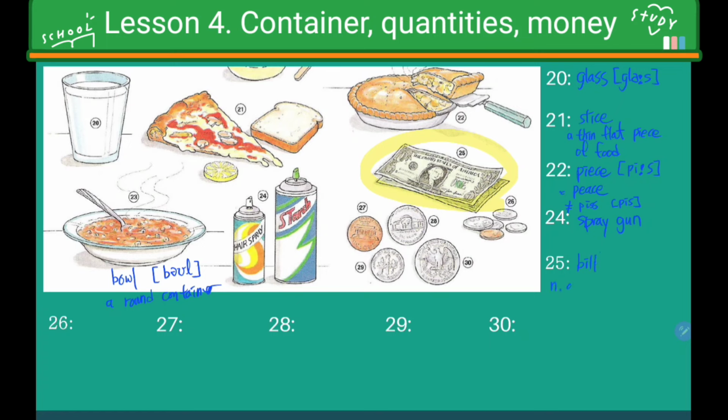Paper money. Or we also use this for telephone bill, your internet bill. So it's a request for payment. And we also use this word for a new law. So we can say they passed a bill to forbid selling drugs to minors.